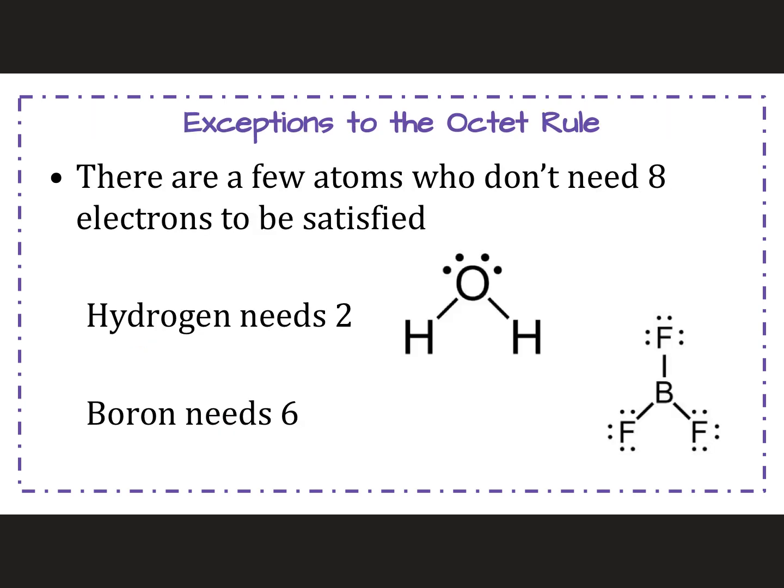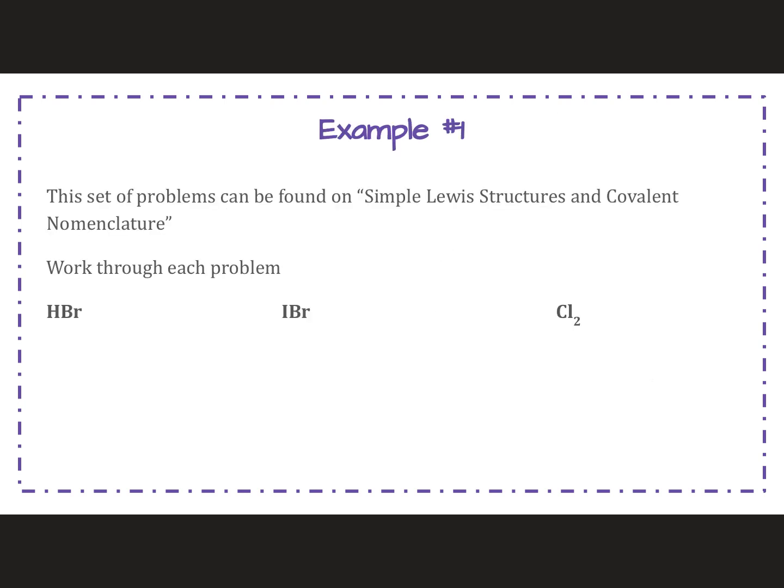There are a couple of atoms that don't actually need 8 electrons to be satisfied, so they don't follow the octet rule. The first is going to be hydrogen. Hydrogen only needs 2 electrons to reach its full valence shell, because it's in that first energy level that can only hold 2 electrons. Boron is kind of a special exception. Boron only needs 6 electrons to be considered full. It does not need a total of 8.